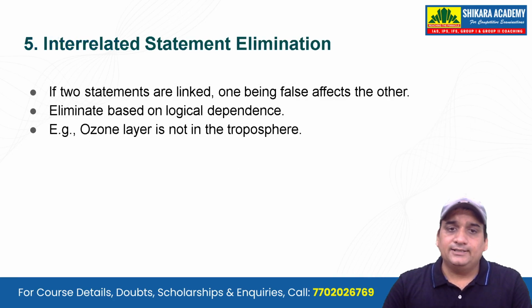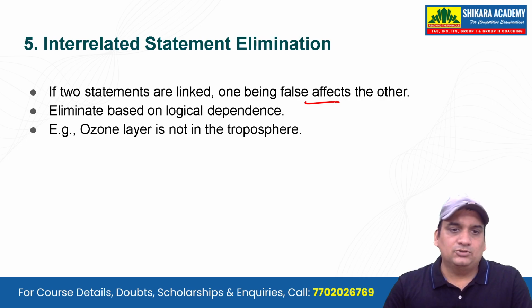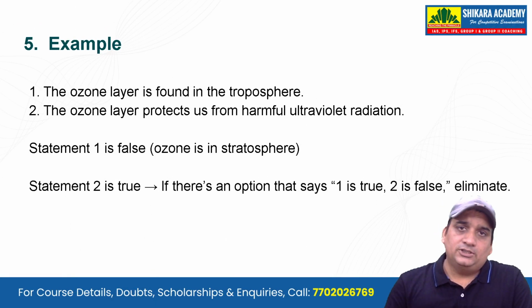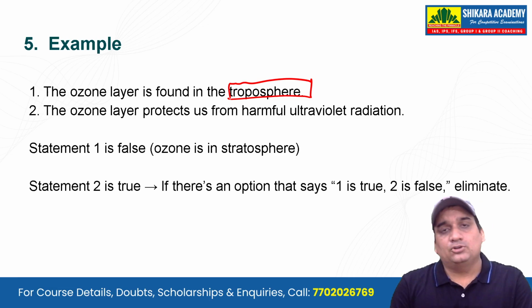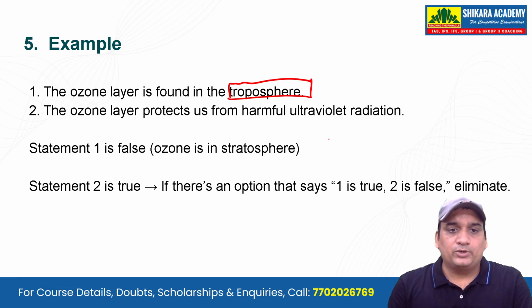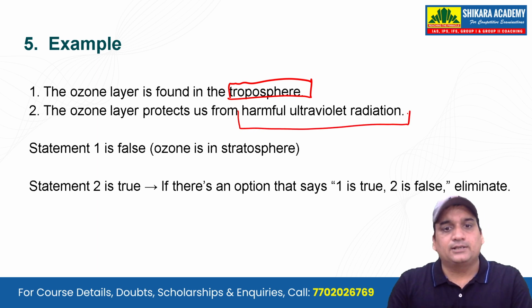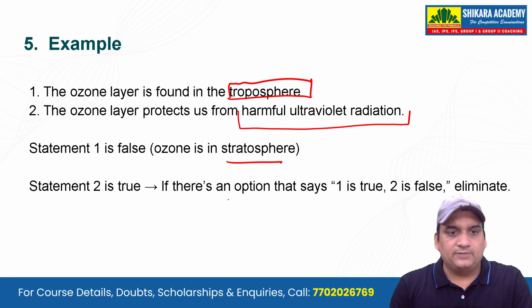Now, interrelated statement or elimination. What is this? One being false affects the other also. Let's see, the ozone layer is found in the troposphere. We know it is not in the troposphere. You must know where the ozone layer is found. And the ozone layer protects us from the harmful ultraviolet radiation. Yes, ozone layer protects us from the harmful ultraviolet radiation. So what we find in this case? Ozone in stratosphere, statement 2 is true.